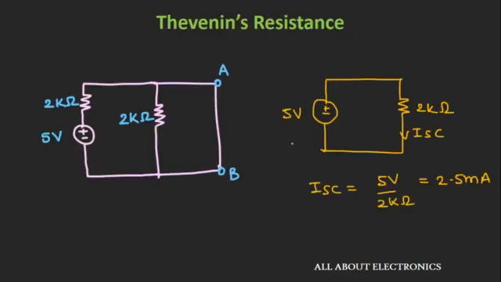So the Thevenin's resistance can be given as Thevenin's voltage divided by this short circuit current, and we found the Thevenin's voltage as 0.5 volt, and we got a value of this short circuit current as 2.5 milliampere.